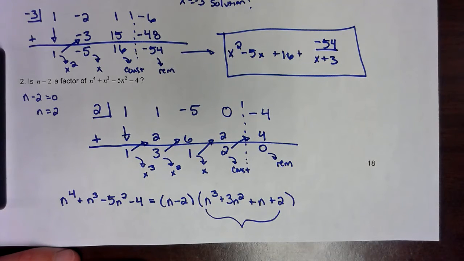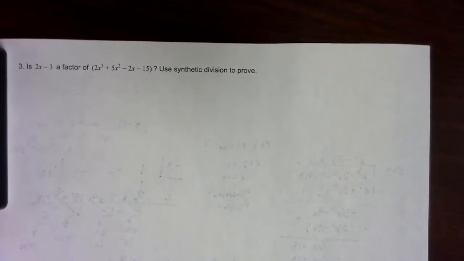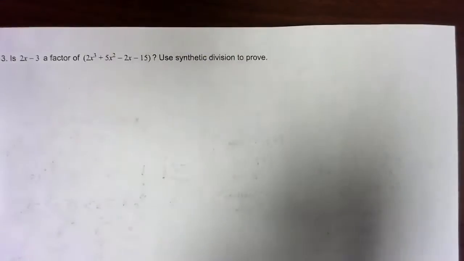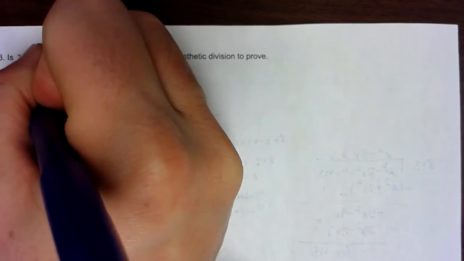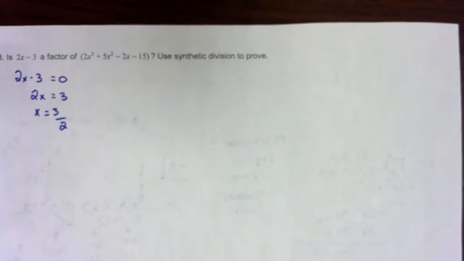All right, well, we've got 2 down. We're gonna do one more, as there is one little difference for what we're gonna do on this last part. So page 19 now, last problem. And what you're gonna notice is, if we're trying to figure out if 2x minus 3 is a factor, let's figure out what that solution would be. So I'm gonna set 2x minus 3 equal to 0. I get 2x equals 3. So x equals 3/2.